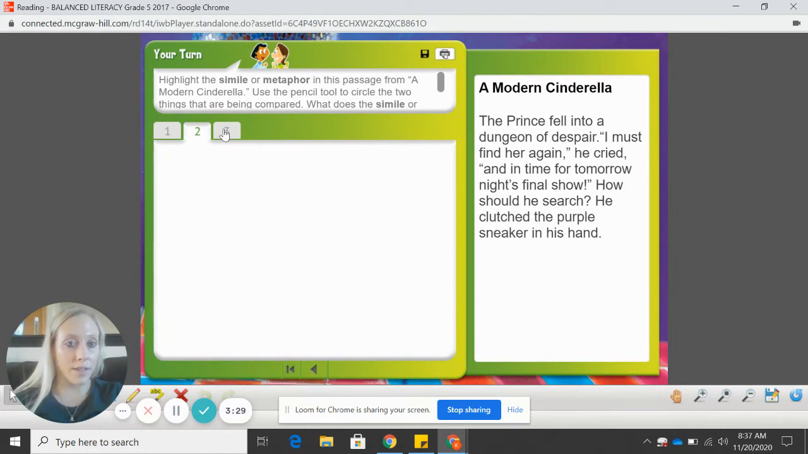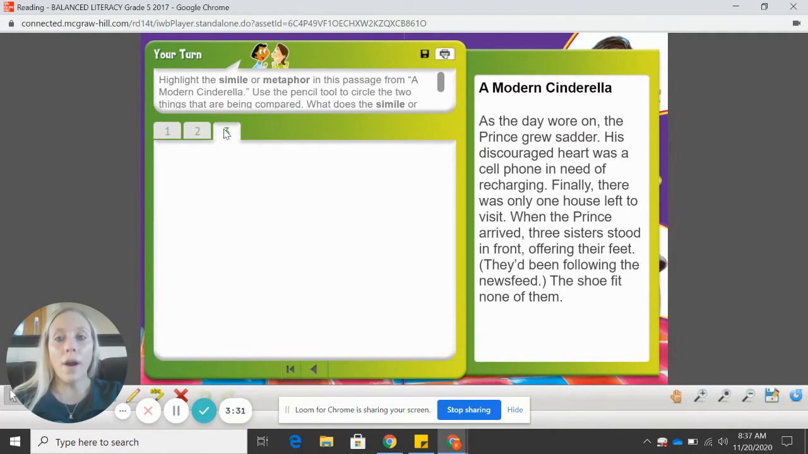Let's go to the next one. A modern Cinderella. As the day wore on, the prince grew sadder. His discouraged heart was a cell phone in need of recharging. Finally, there was only one house left to visit. When the prince arrived, three sisters stood in front, offering their feet. They'd been following the news feed. The shoe fit none of them. Okay, go ahead and pause and identify what the simile or metaphor is and what it means.